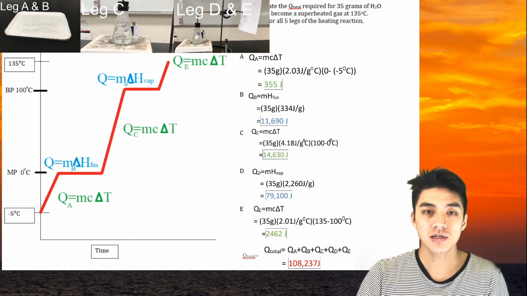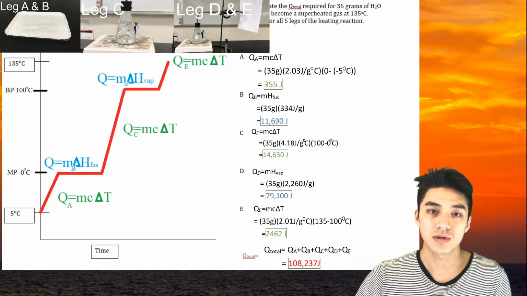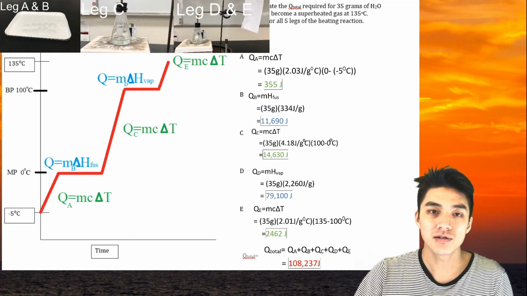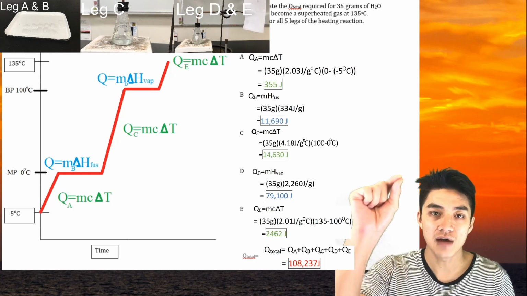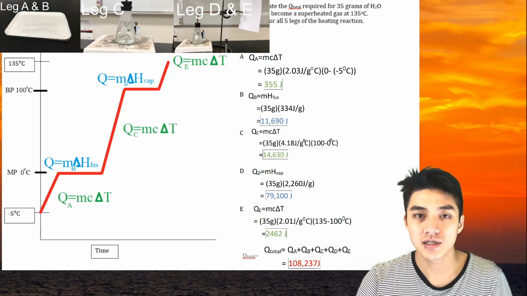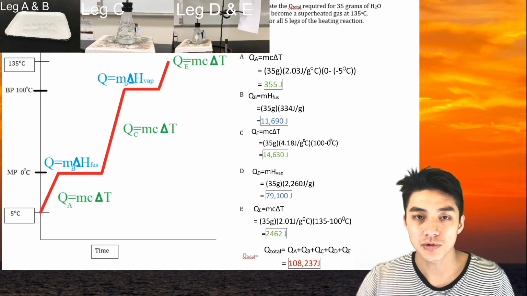Alright, thanks for watching. I hope that made a lot of sense. The heating curve is basically just telling a story. You're going from ice to superheated steam. You just need to understand where the graph starts to have a slope and where it plateaus, and then put those 5 legs of the reaction together, and that's how much energy it takes to bring ice to superheated steam.